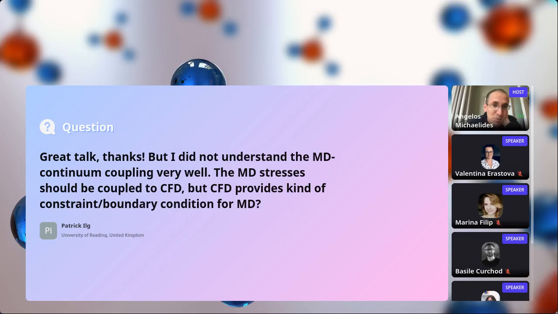Okay, so I didn't understand the MD continuum coupling very well. The MD stress should be coupled to CFD, but CFD becomes a constraint boundary conditions.